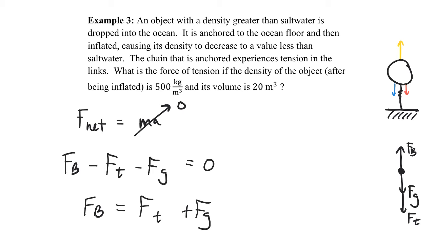The tension. Wait, how do you know it's in equilibrium? Because if you read the problem, you'll see that it says the chain is anchored. The chain that is anchored experiences tension in the links. What is the force of tension if, and so on, the details there. So if there's tension in the rope, it must not have snapped. If it snapped, there wouldn't be tension, right? So by default, because there's tension in the cable, you know that it's anchored and it has to be pulled down. And if it's anchored, it's not moving.